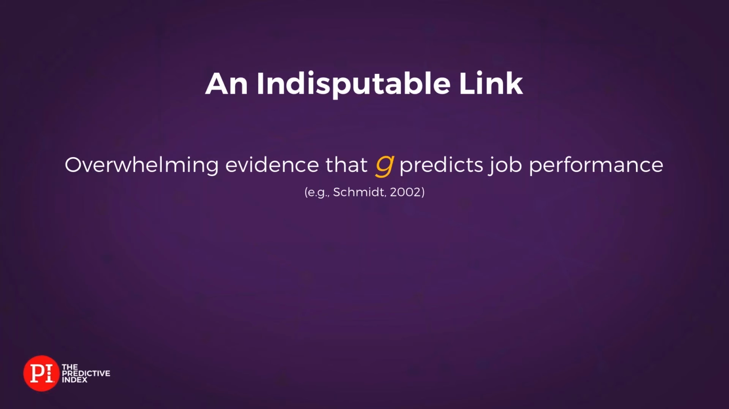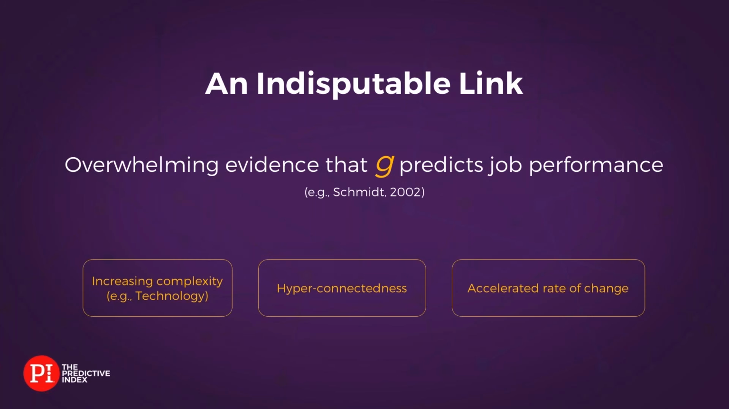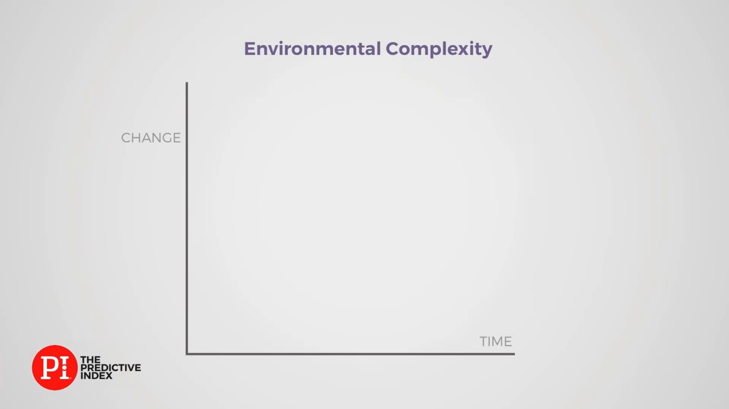And academics do not agree on many things. There is, however, overwhelming evidence and overwhelming agreement that G predicts job performance. And as a matter of fact, it is the number one predictor of workplace performance. And this is only becoming more so because of increasing complexity due to technology, the hyper-connectedness of our world, and the accelerated rates of change that are required in the business world today. And I'd like to take you through another schematic of this.